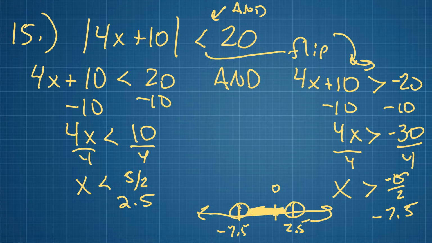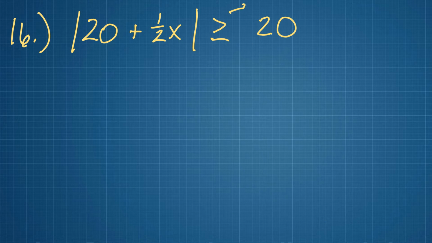If you want to check 0, 0 should work. But real quickly, see the absolute value of 10 is less than 20, so it does work. All right, number 16. Right away, I see that greater than. It tells me it's going to be an or.